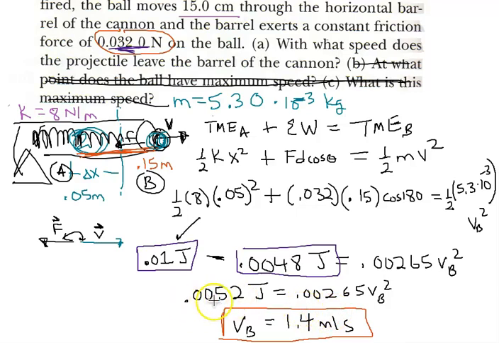And so even though there's not a whole lot of energy to go around, the mass is so small that it still ends up with a speed of 1.4 meters per second, which is not very fast. It's a pretty safe Nerf gun. That's like 3.15 miles an hour.